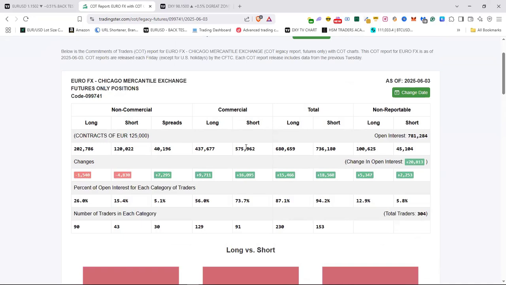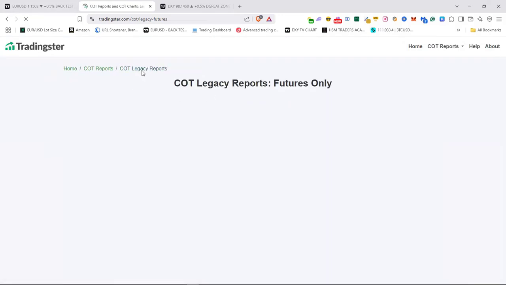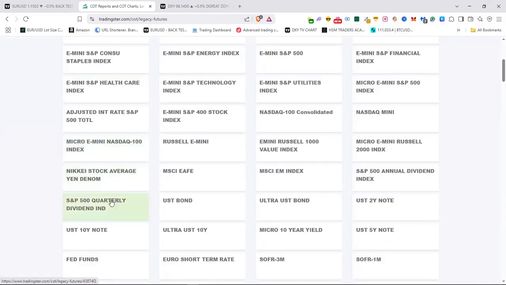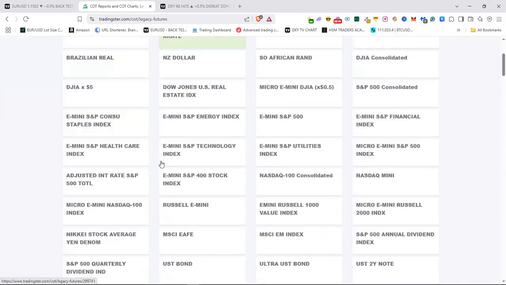So the commercials, which is actually the central bank, which is actually the liquidity providers themselves, right? So they're actually increasing their short and reducing their long. So with this information, you can know how to trade Euro USD. Good. So which other one can we look at? Let's look at S&P 500, which is actually going to bring us to the end of this video.